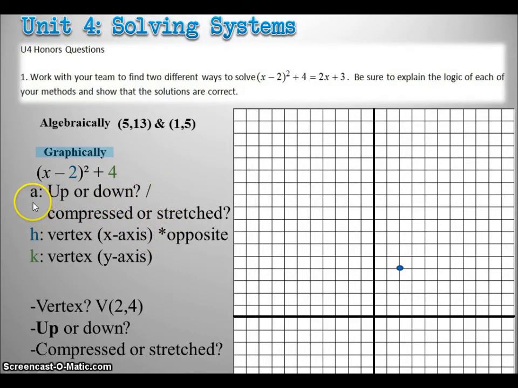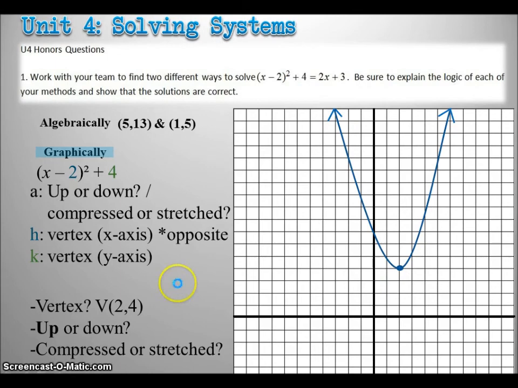But if our a's absolute value was less than 1, then it would definitely be compressed. And if our a's absolute value was over 1, then it would be stretched. So here is our parabola, and as you can tell, it is neither compressed nor stretched. It's right in the middle, and here's our vertex of 2, 4.